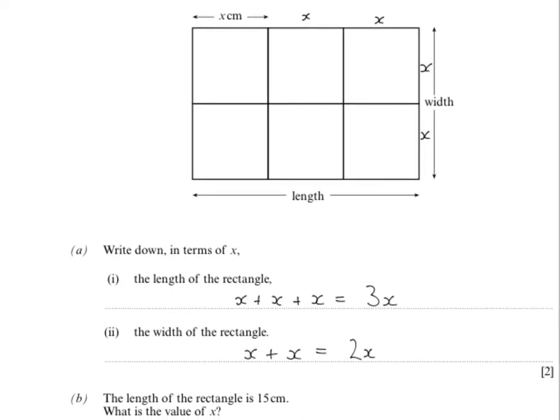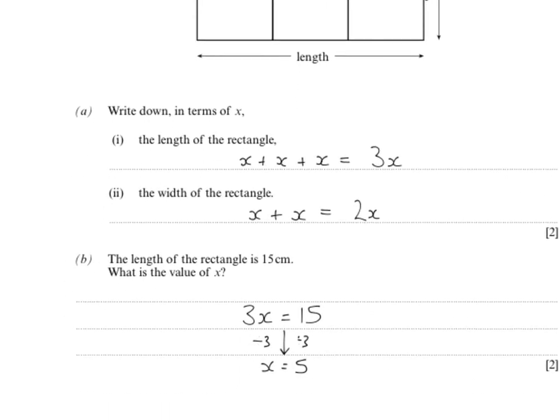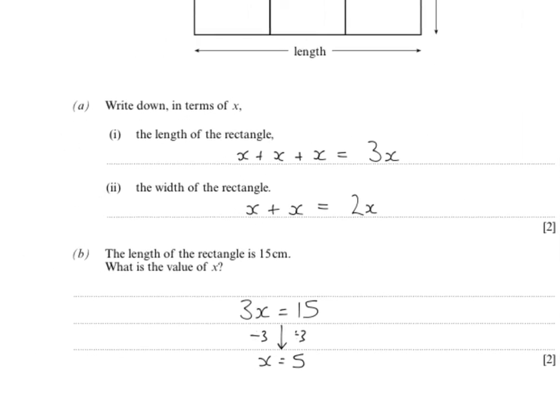Okay? Part B, the length of the rectangle is 15 centimetres. What is the value of X? Well, we know we've got 3X here is the length. So we've got to equate 3X to 15 centimetres. So if 3 lots of something is 15, we know 1 lot of something is 5. So X equals 5.